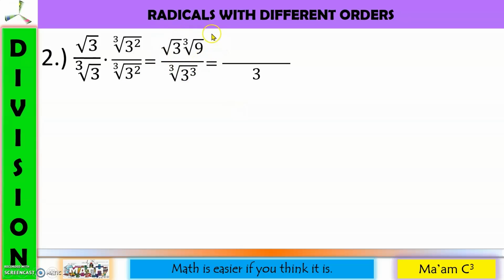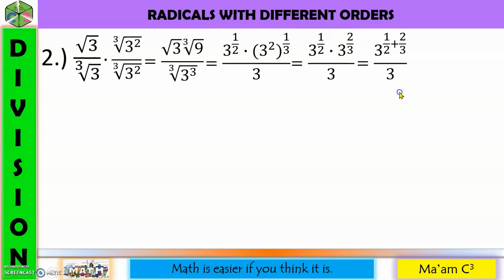Now, let us convert this into exponential form. Square root of 3 is 3 raised to 1/2. Cube root of 9 is 9 raised to 1/3. But I'll express 9 as 3 squared. In this way, I have the same basis. So let's copy 3 raised to 1/2. And then 2 times 1 is 2 over 3. So this is 3 raised to 2 over 3. Then copy the denominator. Same basis, let's copy the base and then add the exponents.